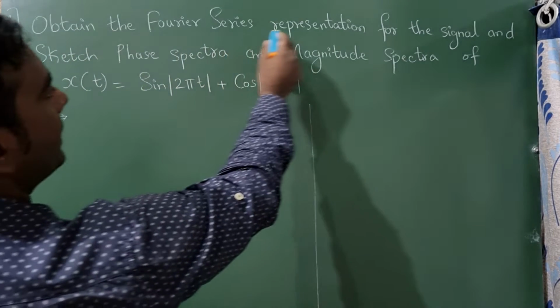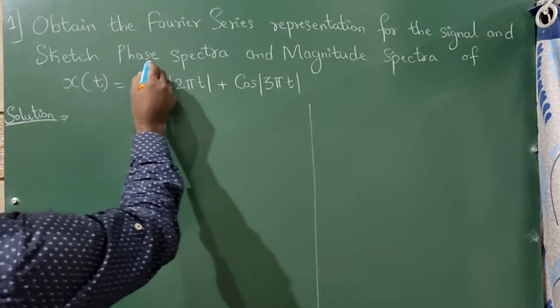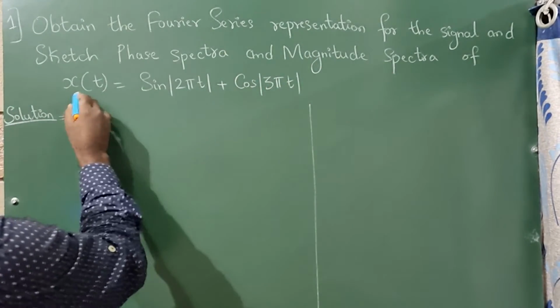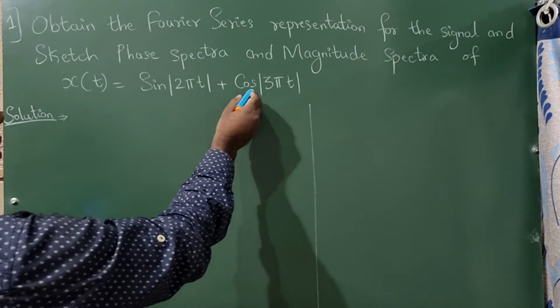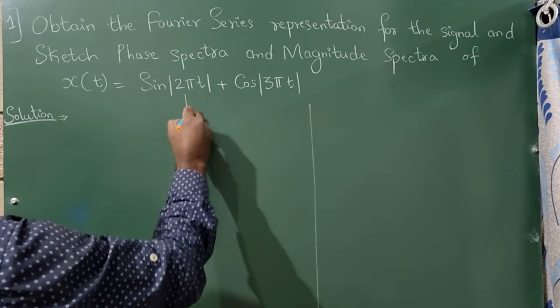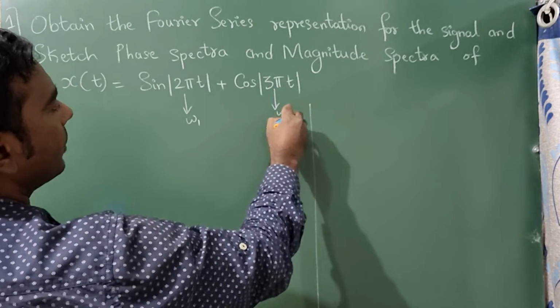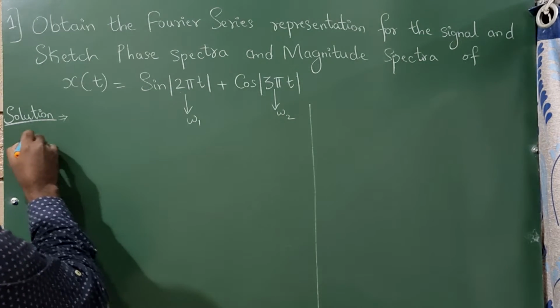Obtain the Fourier series representation for the signal and sketch phase spectra and magnitude spectra of x of t is equal to sine 2 pi t plus cos 3 pi t. Now consider this as omega 1 and this as omega 2.